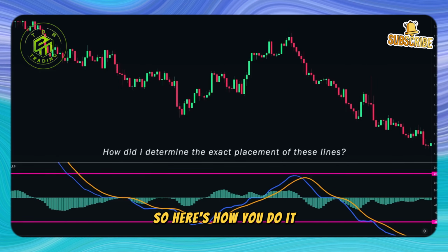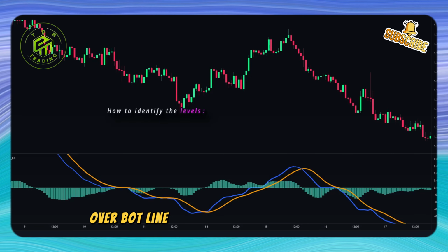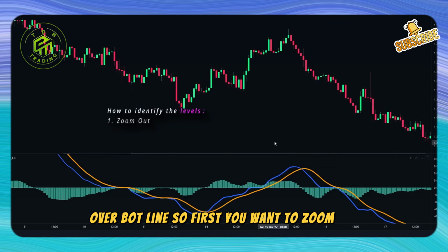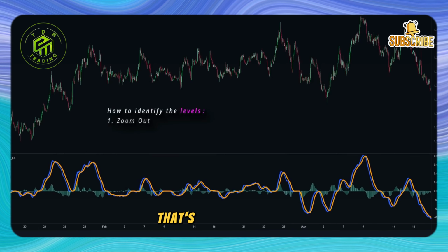Now, you may be wondering, how did I determine the exact placement of these lines? So here's how you do it. First, let's start with identifying the placement of our overbought line. So first, you want to zoom out. Now, immediately, we can see that there are 2 types of crossovers that's happening.